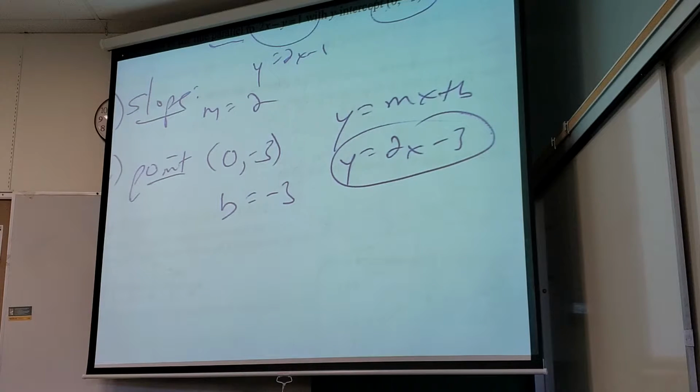If I didn't have the y-intercept, what could I do? I would use this guy, to put the point in. If I know the y-intercept, I know b, so I use this guy. If I don't know the y-intercept, I don't know what b is, so I use this guy.